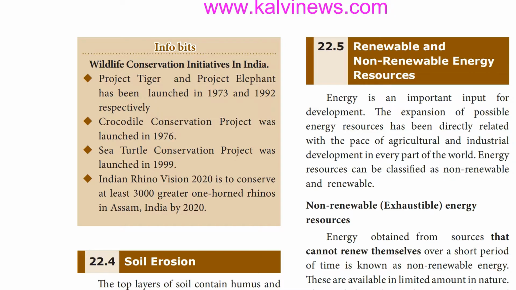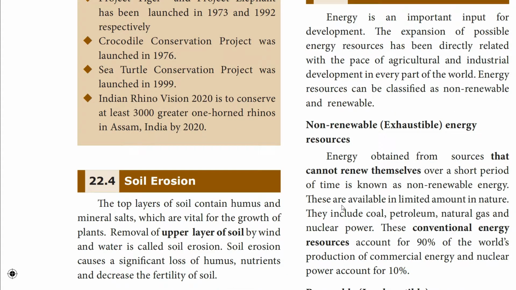Energy resources are classified into non-renewable and renewable energy resources. Non-renewable energy resources are exhaustible; they will be used up. Energy obtained from sources that cannot renew themselves in a short period is called non-renewable energy. Examples: coal, petrol, natural gas, nuclear power, etc.